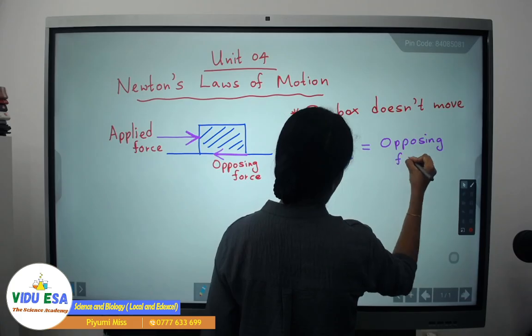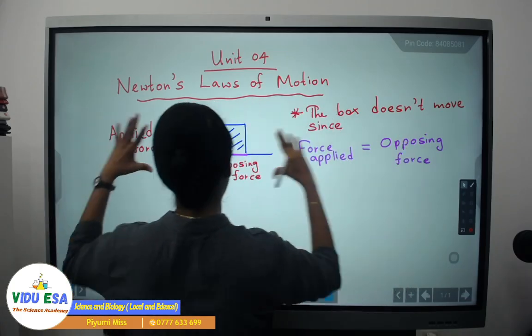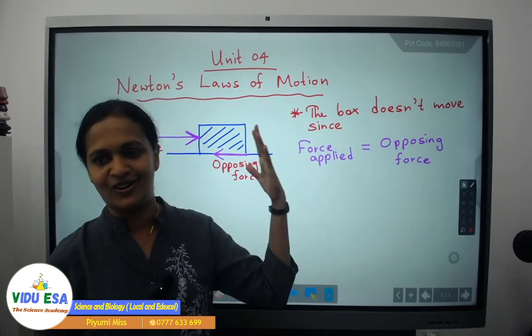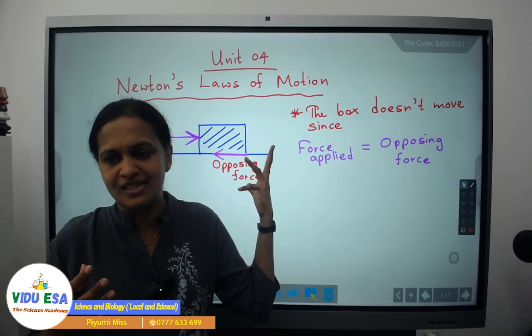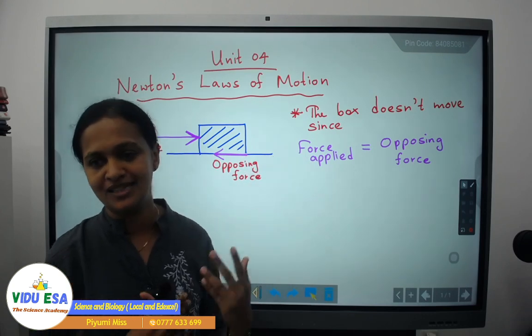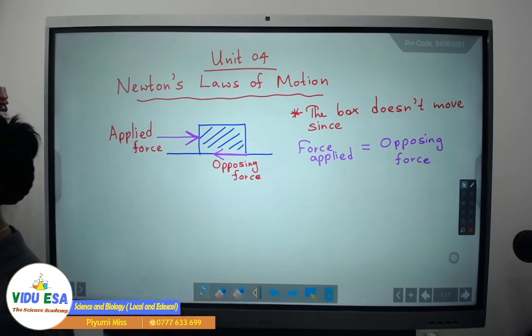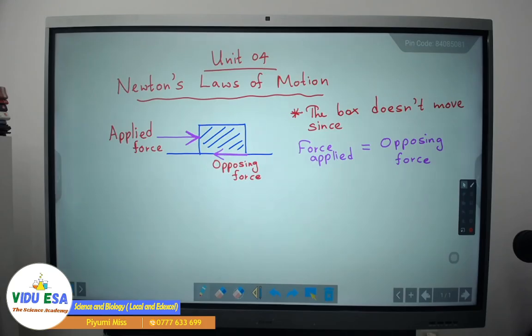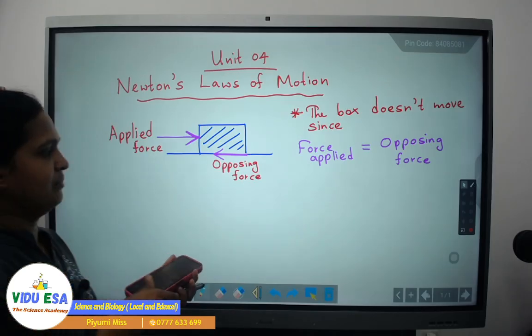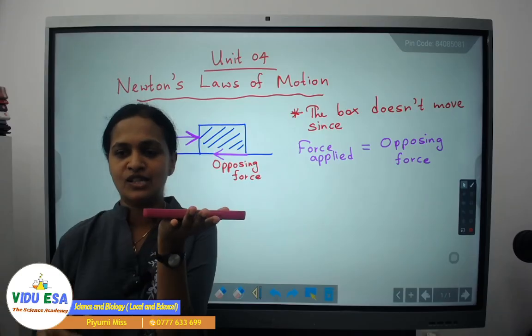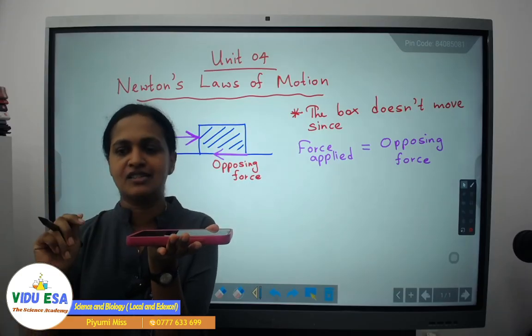Right? So that means since these two forces are equal, there is no unbalanced force acting on this. The forces are balanced on this. We'll take another example. Now you have kept your laptop or the mobile phone or the computer on the table, right? So it is also something like this. There is no unbalanced force acting on it. Therefore, it is still. Why?